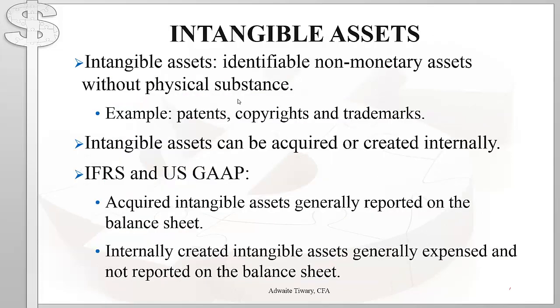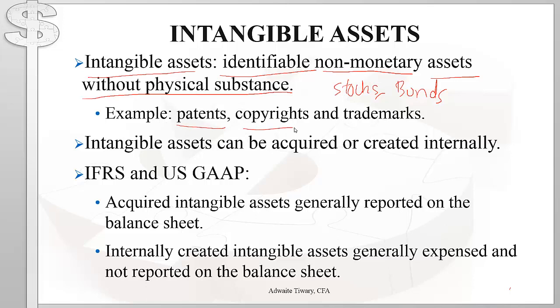Now let's move on to the third and final type of long-term assets, intangible assets. These are identifiable, non-monetary assets that lack physical substance. Non-monetary means that securities such as stocks and bonds are not intangible assets because they're monetary. Some common examples of intangible assets are patents, copyrights, and trademarks. Now, intangible assets can be acquired from a third party, or they can be created in-house.